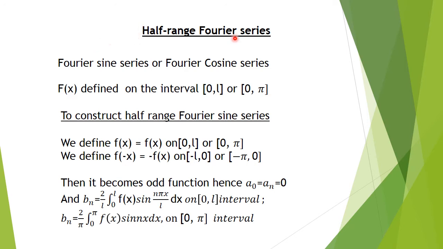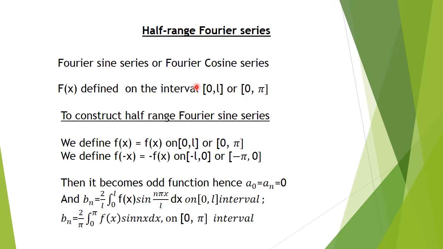Whereas here, half range Fourier series is applicable whenever you have the length of the interval as 0 to L or 0 to pi. So it is defined only in half the interval. It is not an even length interval. It is defined only in half of the interval. Then how do you expand the function in terms of Fourier series?